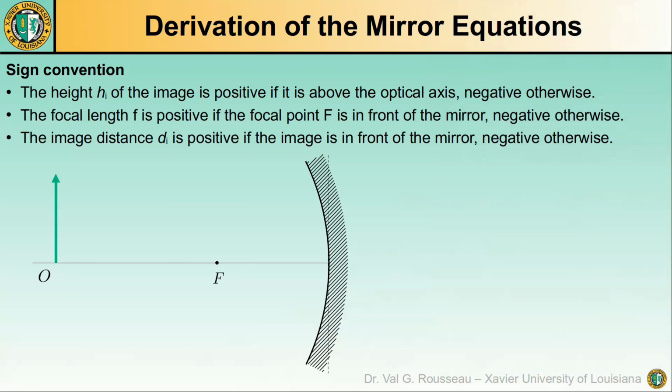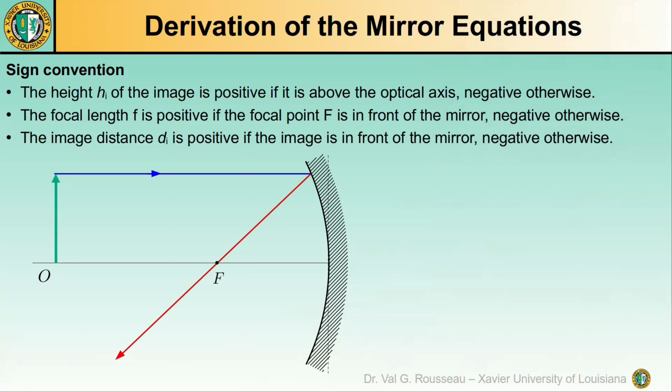To derive the mirror equations, we consider an upright object and we construct its image. For this, we need at least two rays. In order to determine these two rays, we make use of the definition of the focal point f. Any incident ray that is parallel to the optical axis must be reflected in such a way that it passes through the focal point. Let us start with the first incident ray emitted at the top of the object, and that is parallel to the optical axis. It must pass through the focal point f.